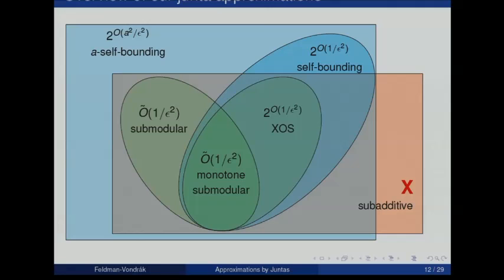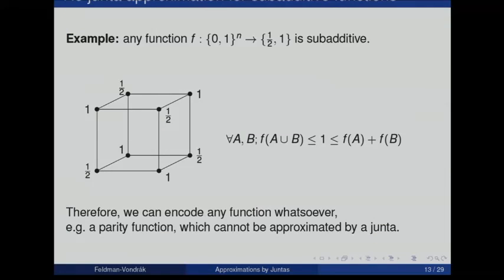For subadditive functions, there's essentially no Junta approximation, for a simple reason, which I will show. Subadditive functions are, actually, not a very nice class in my opinion, and let me show you why. Any function which attains values only 1/2 and 1 is subadditive, okay? So it's not a very restrictive condition in this setting. Maybe for some other problems it makes sense, but here it doesn't really constrain the function at all. So let's just forget about subadditive functions. It's not an interesting class.